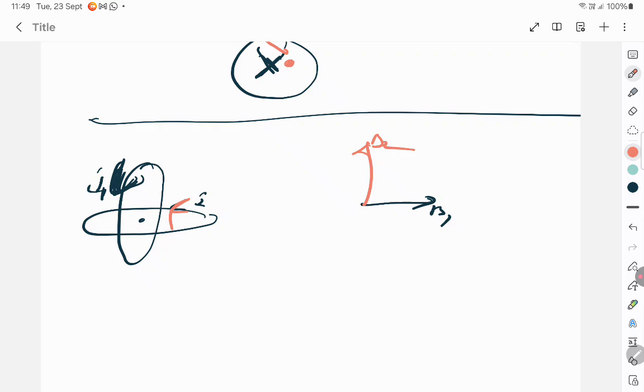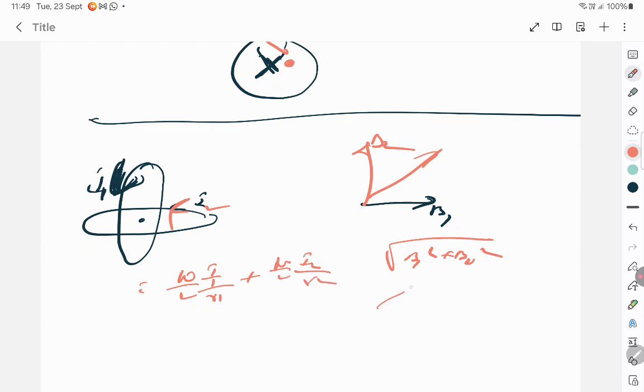Can you say upward? Yes, ma'am. So B2 is due to I2. And the resultant will be like this, which is root of B1 square plus B2 square. What is B1? At the center, mu naught by 2 into I1 by R1, plus the second one, mu naught by 2 into I2 by R2. Substitute this respectively. If the radii are the same, you can write it as it is. Like this, there are many sums which I have uploaded in the video.